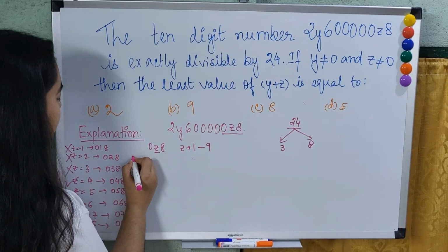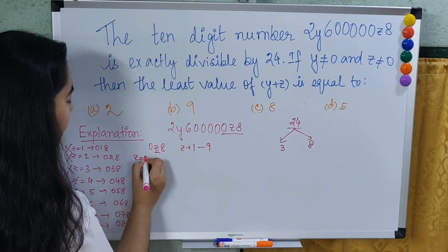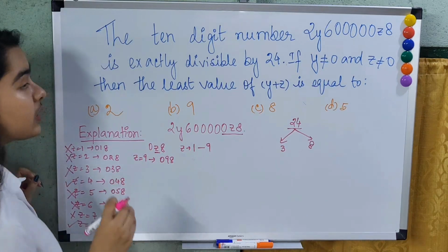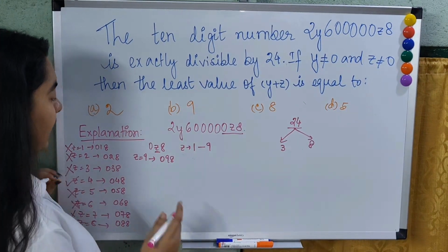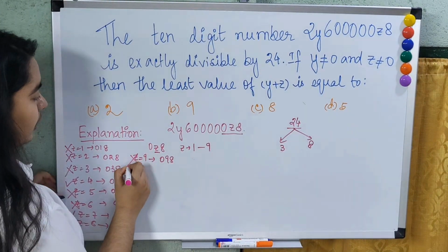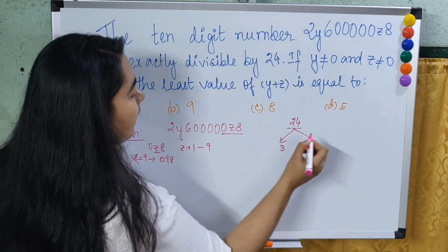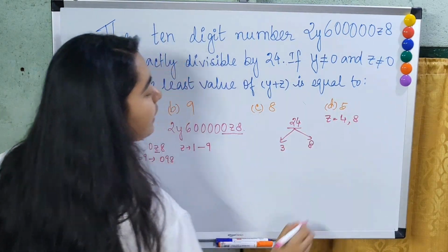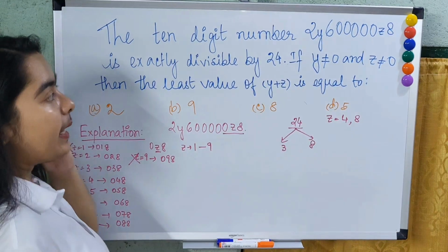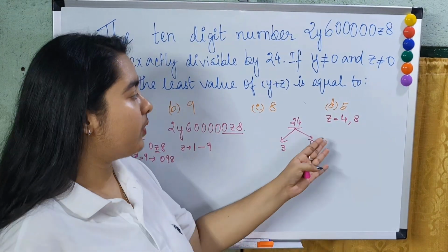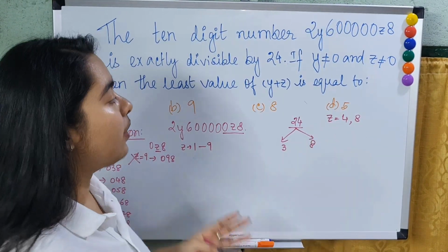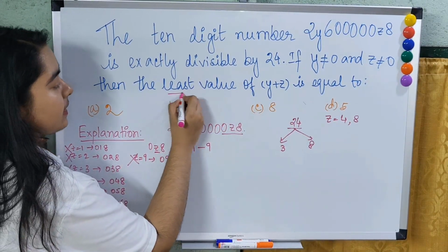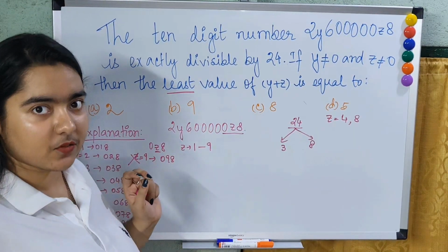Okay. If z is equal to the last number 9, this is 098. Now 098 is not divisible by 8, so this cannot be an option. So z can be either 4 or 8. Now how can we choose whether it is 4 or 8? For what value of z is y plus z the least? We need to find the least value.